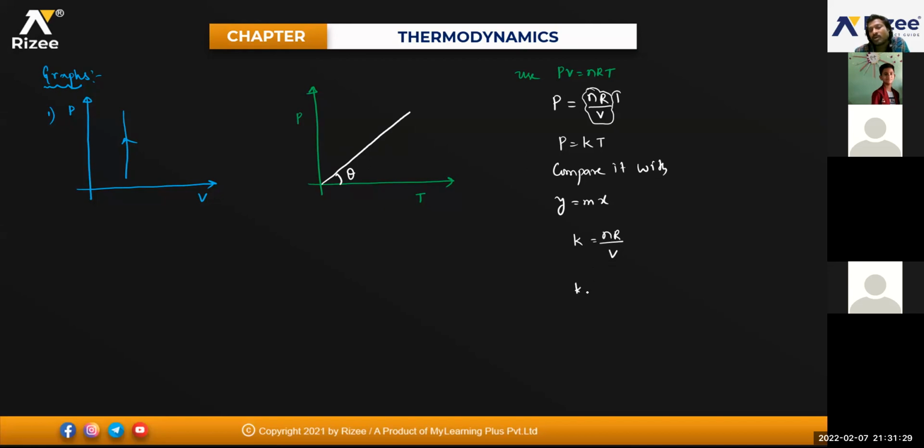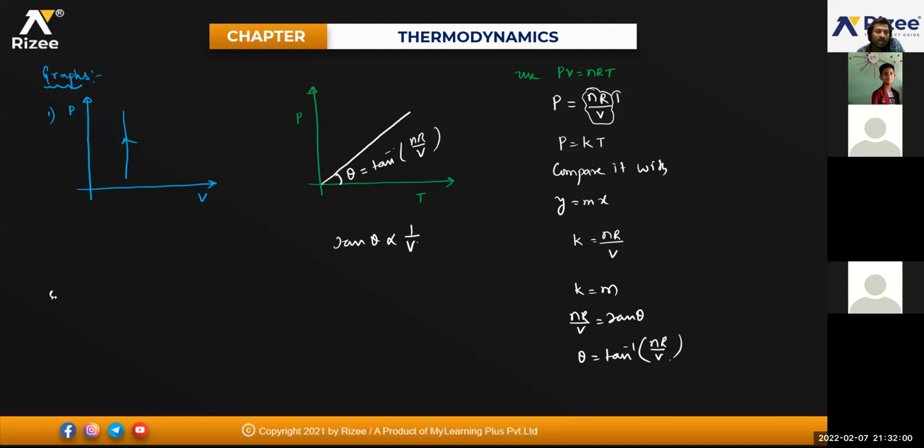K is nothing but equal to your slope m, isn't it? That means nR divided by V will be equal to tan theta. Or else I can write theta is equal to tan inverse of nR divided by V. That will be the volume. So theta will be equal to tan inverse of nR divided by volume. So I can say that tan theta is inversely proportional to the volume. More the angle, lesser will be the volume.